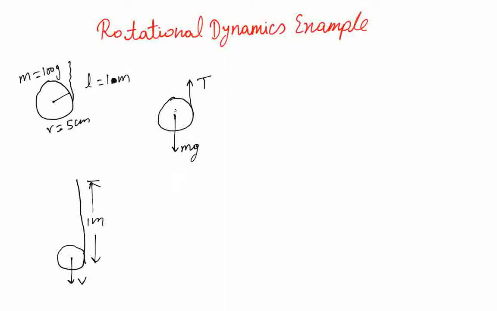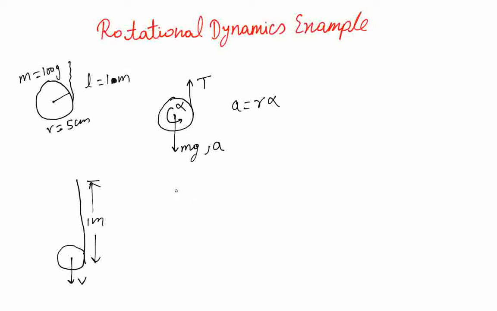Also, we know that the whole thing has an angular acceleration of alpha, and also the whole thing is going down with the translational acceleration of a. So the center of mass is moving down with an acceleration a, and the spool is angularly accelerating with an acceleration alpha, and we know a equals r alpha. Okay, so what can we write about this?